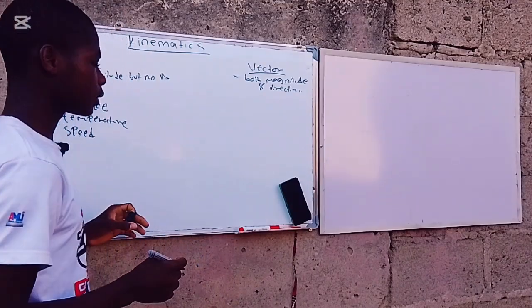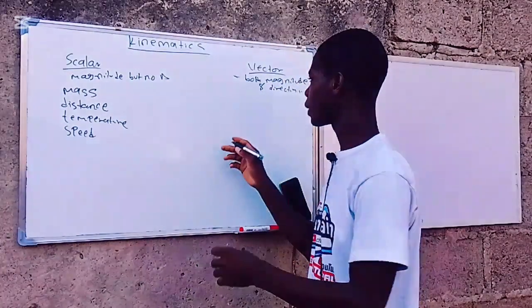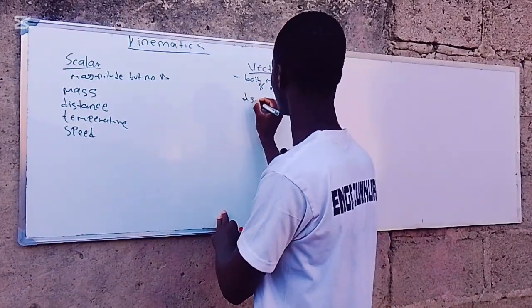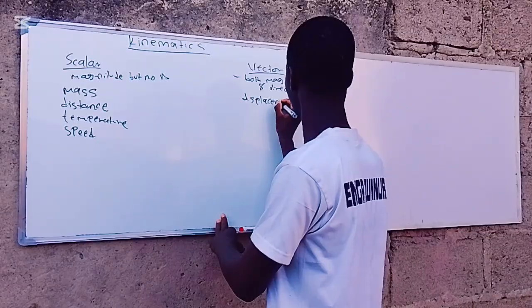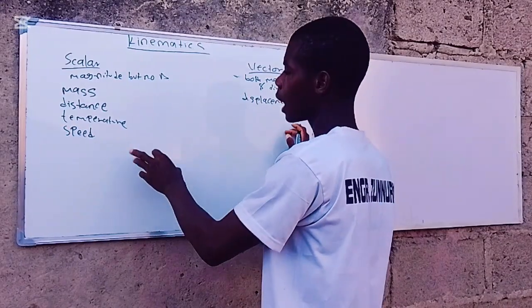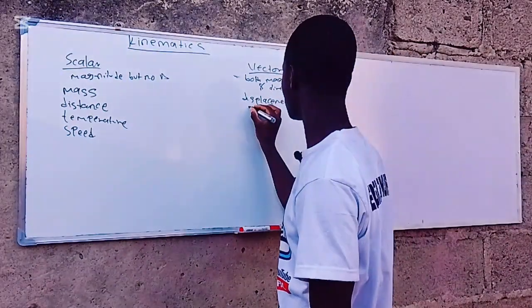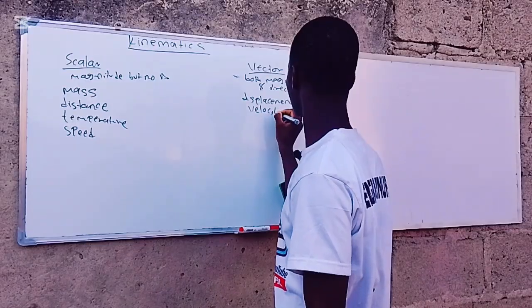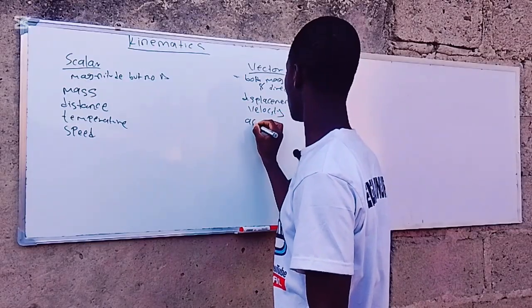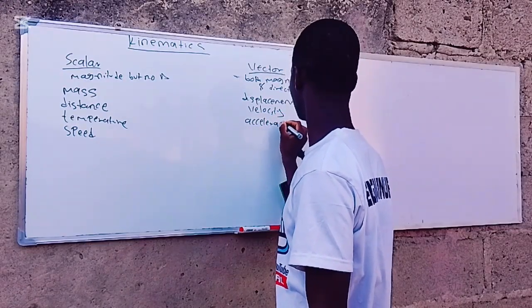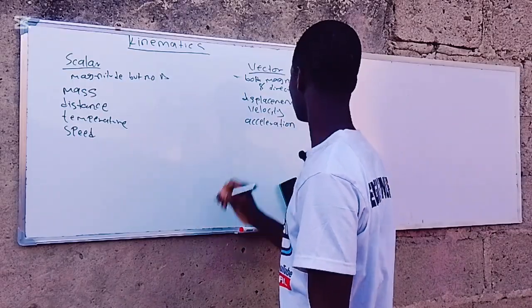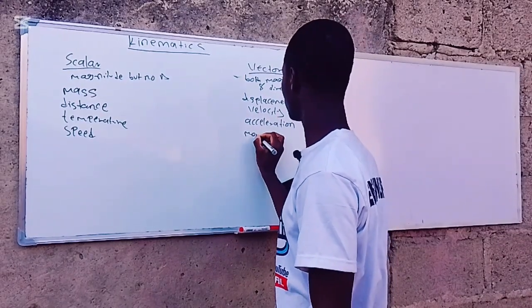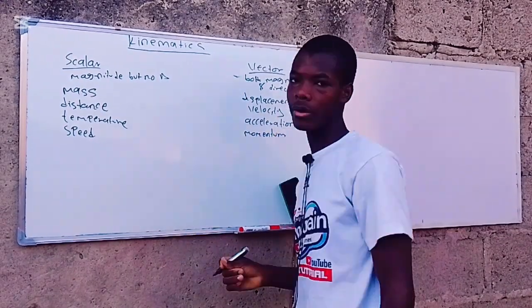So what are the vector quantities? In vector quantities we have displacement, velocity, acceleration, momentum and the rest.